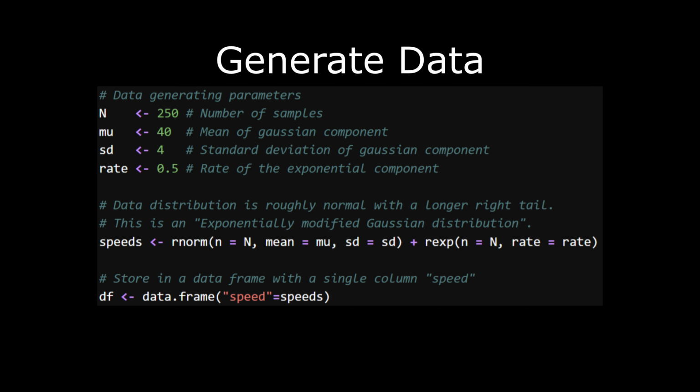Let's generate some fictional data sampled from a distribution that describes the speed of cars, measured in miles per hour, along a road. I have chosen the exponentially modified normal distribution. Let's draw 250 samples from this distribution by adding 250 independent samples from a normal distribution to the same number of independent samples from an exponential distribution. These samples are stored in a data frame with a single column labeled speed.